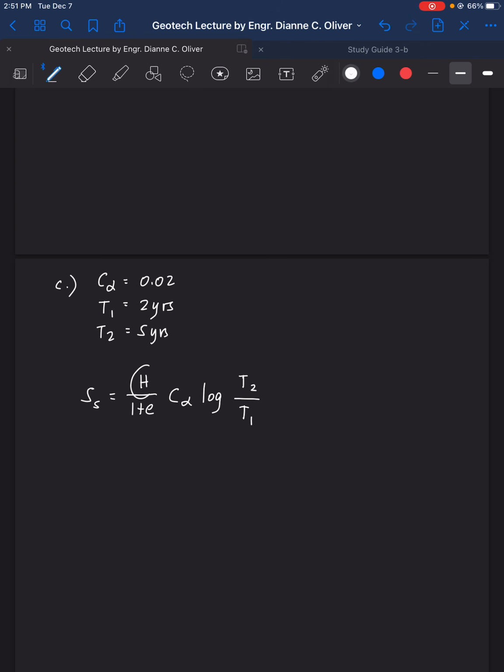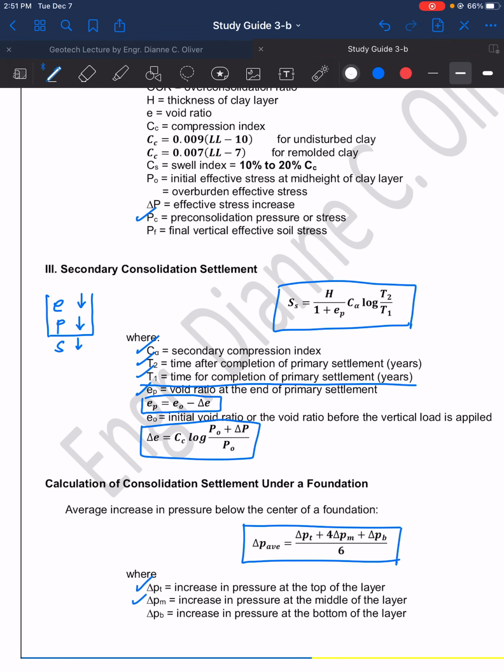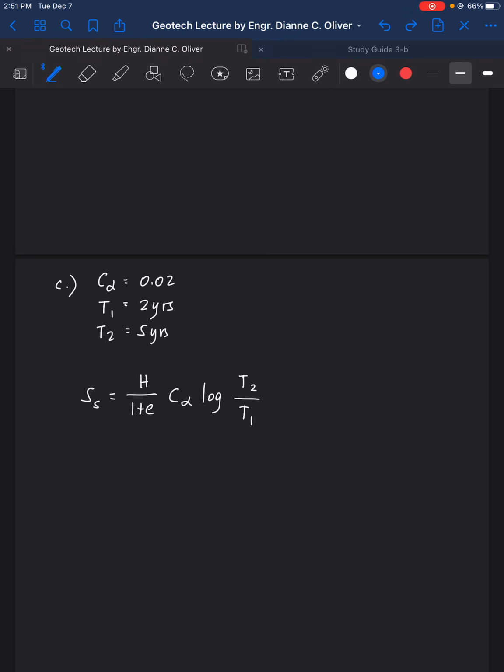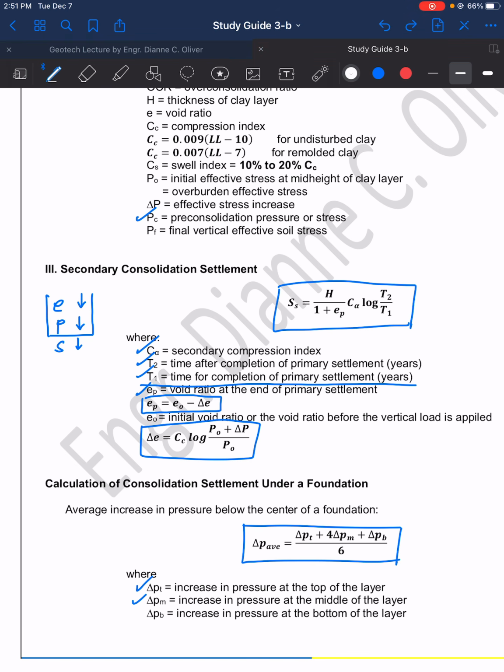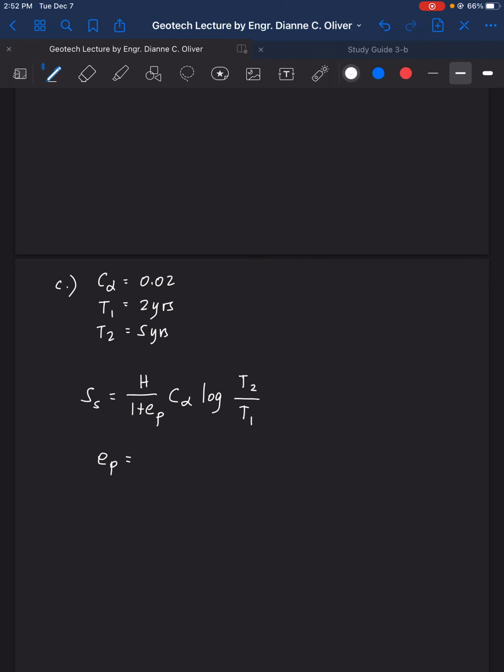So we have H here, we have e. No. What's the e here? Okay, so e sub p. e sub p here is the void ratio at the end of primary settlement. So it's different. So this should be e sub p. So we need to compute first for e sub p. So e sub p is equal to e sub o minus delta e. Okay?